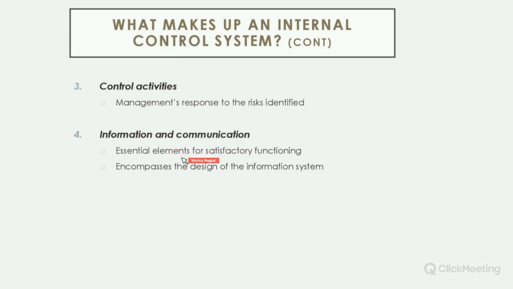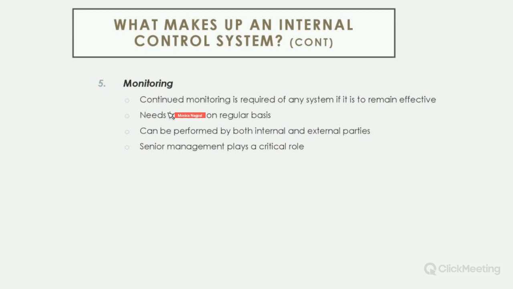Then information and communication is about essential elements for satisfactory function of the business activities, and also encompasses the design of the information system. How is the information system of the business designed and how is it operated? And the last one is monitoring, which is continued monitoring required of any system if it is to remain effective, and needs to occur on a regular basis. It can also be performed by both internal and external parties. Monitoring of the business and senior management plays a critical role in this.